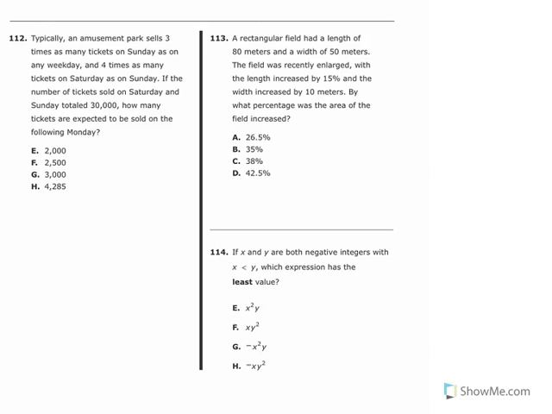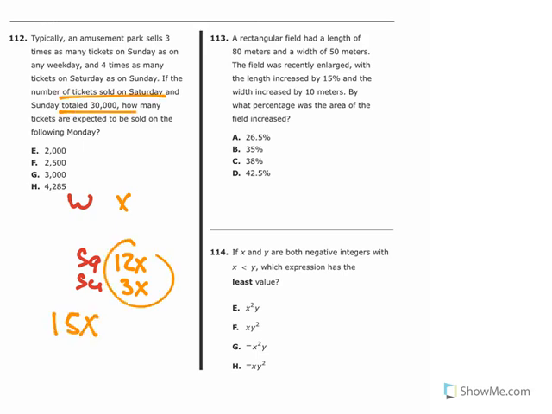All right, so this one should be easy. So we have our weekdays, we have Saturday, we have Sunday. It says there's 3 times as many on Sunday as any weekday. And Saturday is 4 times as many as Sunday. So it says on Saturday and Sunday there's going to be 30,000. All right, that makes this easy. Right, so 30 divided by 15 is 2, so 2,000. And that's how many we'd expect on the Monday.